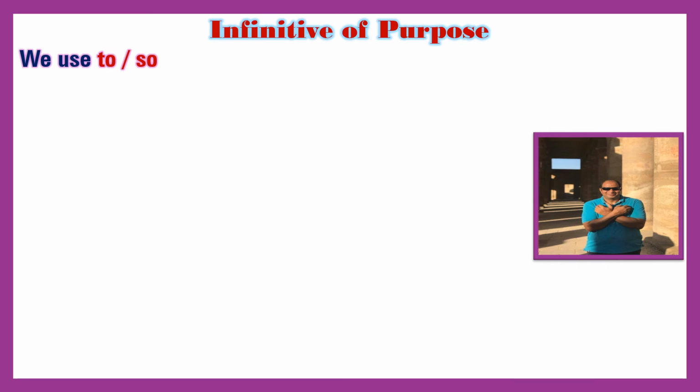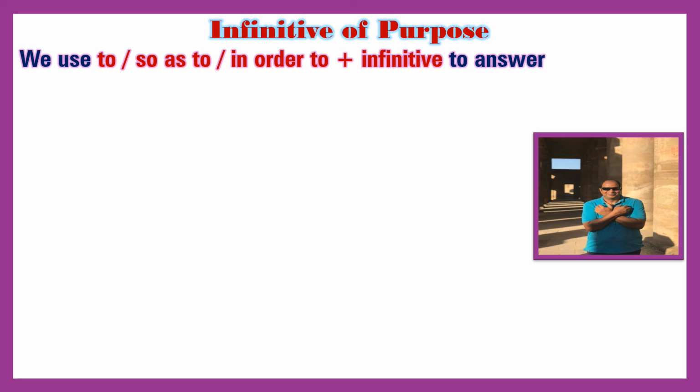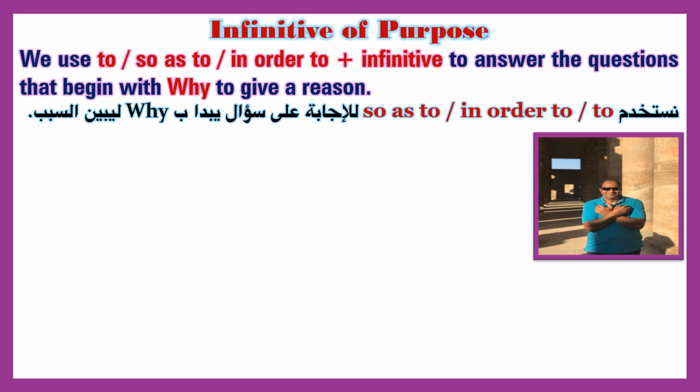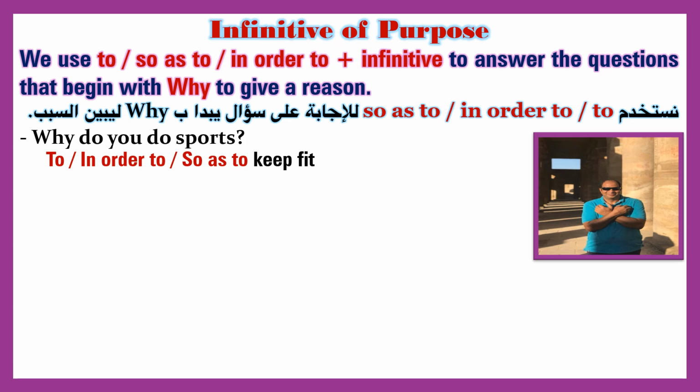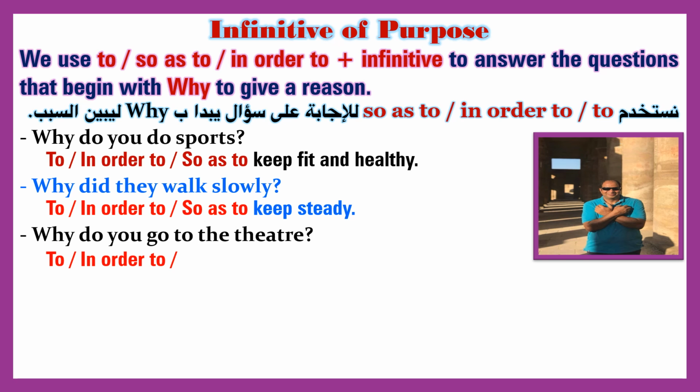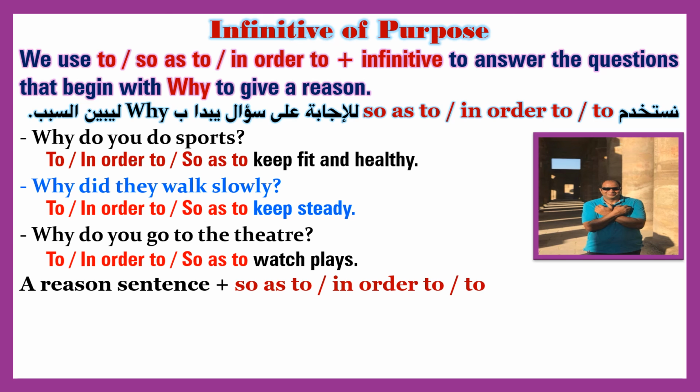Infinitive of purpose. We use to, or so as to, or in order to and infinitive to answer the questions that begin with why to give a reason. Why do you do sports? To, in order to, so as to keep fit and healthy. Why did they walk slowly? To, in order to, so as to keep steady.